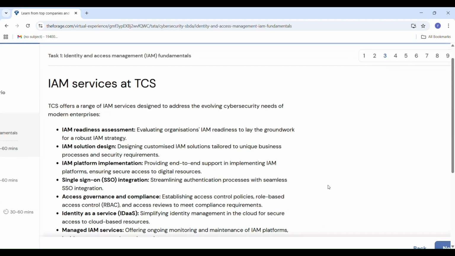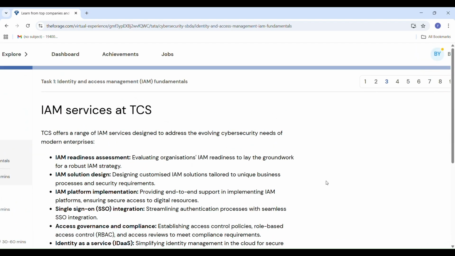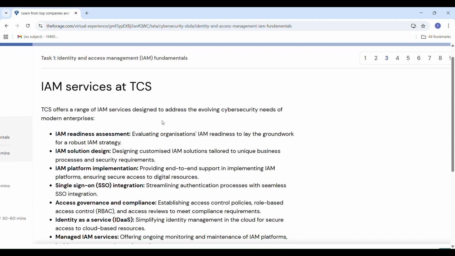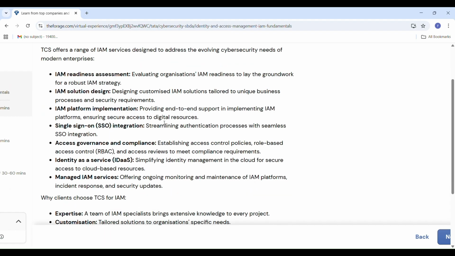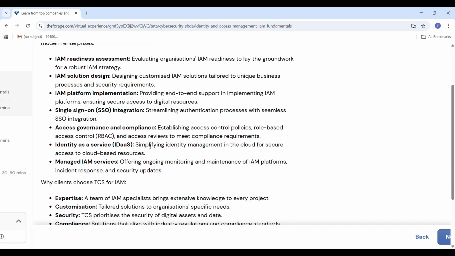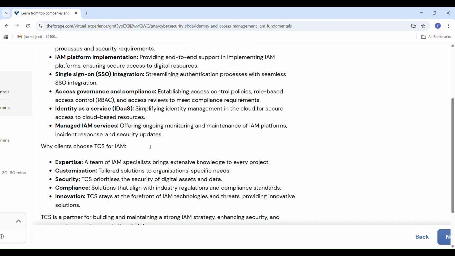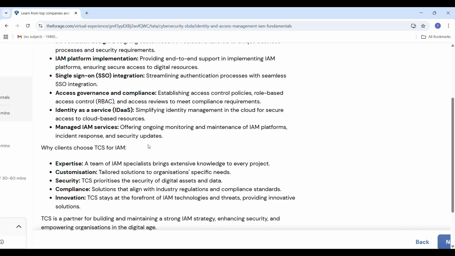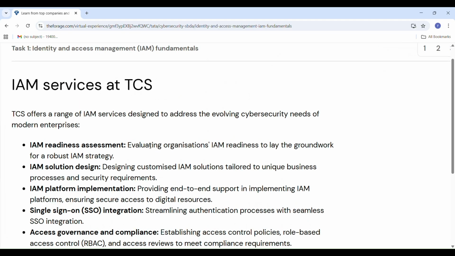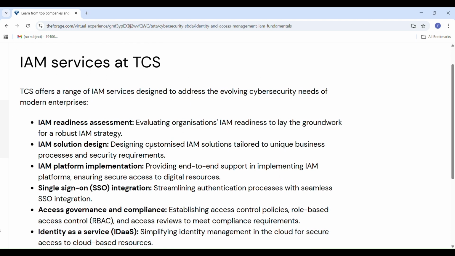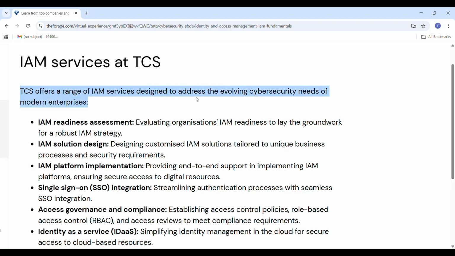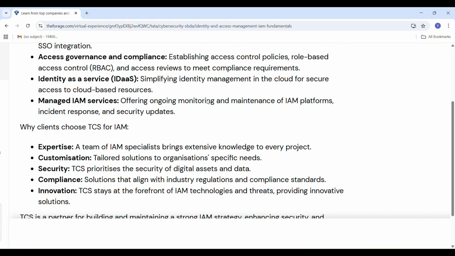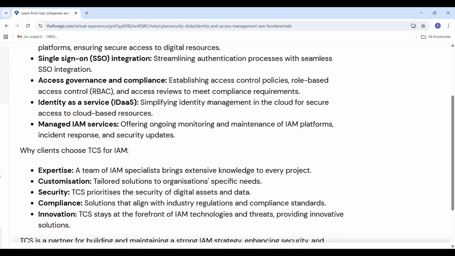TCS provides many IAM services to help companies stay safe in the digital world. TCS checks a company's IAM readiness, designs IAM solutions, and helps set up IAM platforms. They also integrate single sign on so users can log in easily and safely. And TCS handles access governance like access control and role based access. They provide identity as a service for cloud access, and they also offer managed IAM services, which means they monitor and maintain the IAM system regularly.